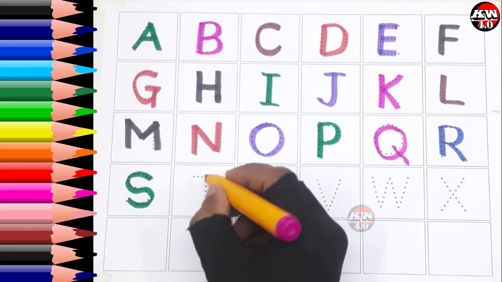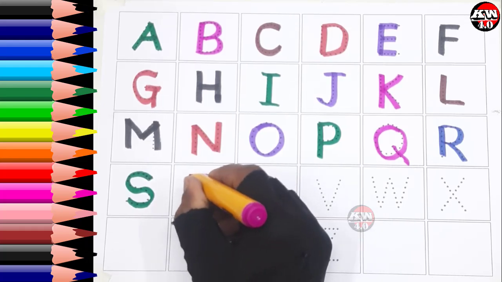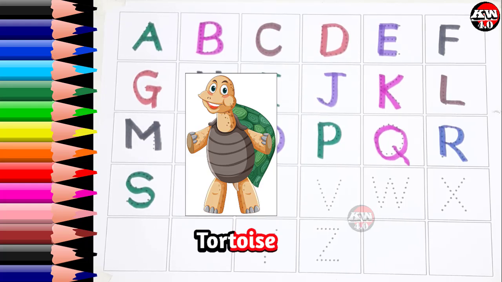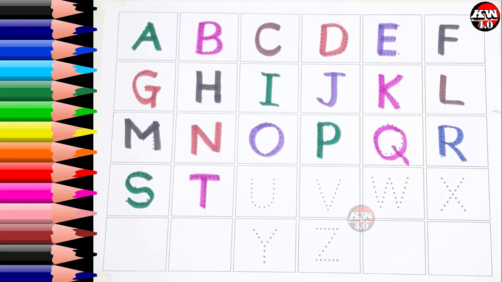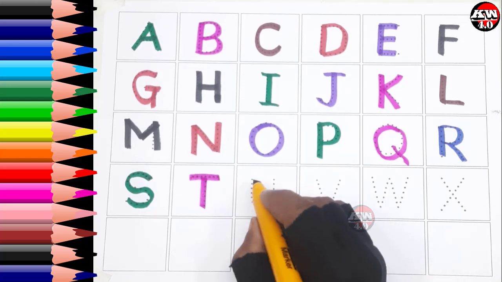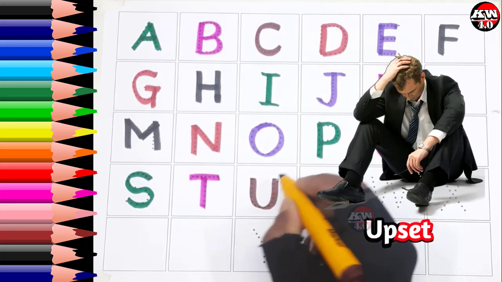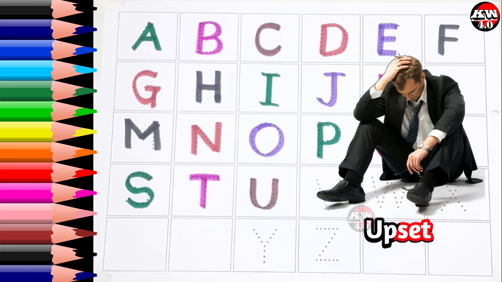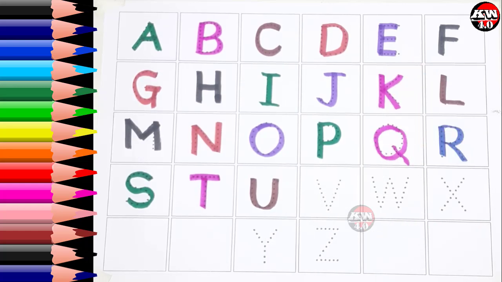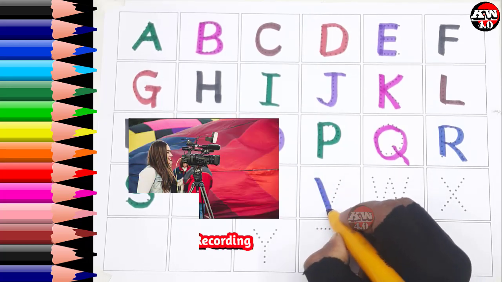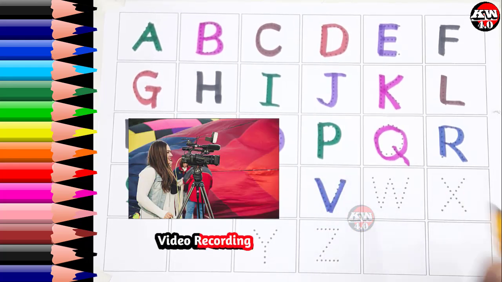Pink color. T for tortoise, T for tortoise. Brown color. U for unhappy, U for unhappy. Blue color. V for video, V for video.